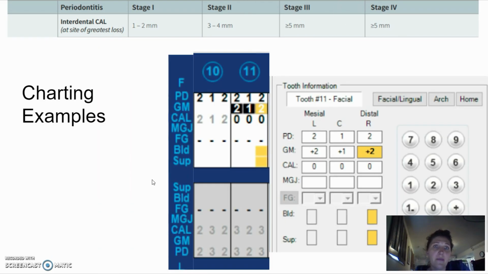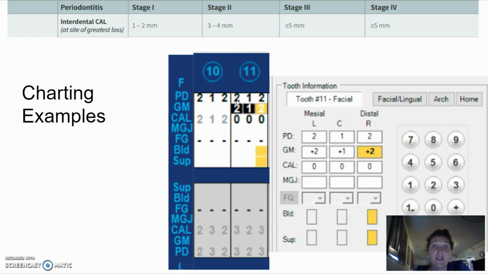Here's some charting examples. This is Dentrix, but there's a ton of different computer systems out there that do this for us. But our pocket depth here on number 10 is 212. And in Dentrix, for example, they automatically take our clinical attachment level and count it as 212. Which is questionable, because that puts me in stage 1 to 2. Well, that doesn't seem right. Interproximally, do I really have periodontitis? This is a healthy patient, 212. But that's because we need to measure the true clinical attachment level.